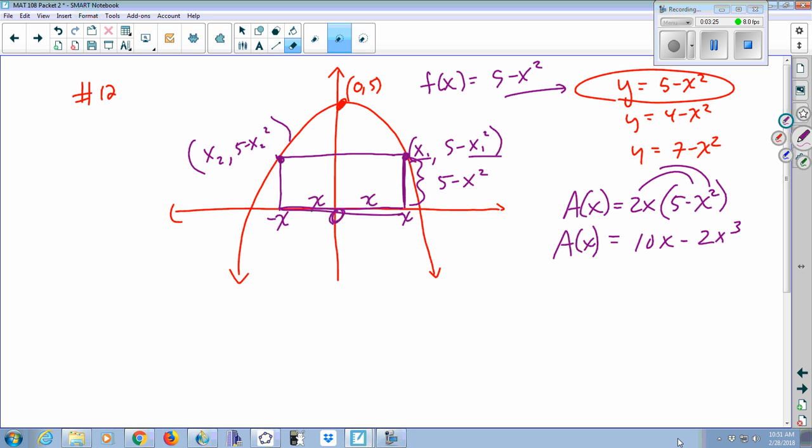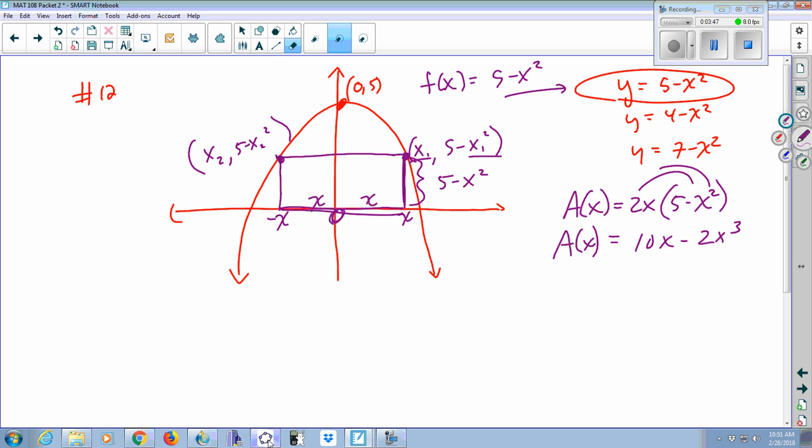Next semester, when you're in calculus, you'll take the derivative of this, set it equal to 0, and it's easy peasy. It really is very easy with calculus. So the only thing you can do now is remember, you can use your technology to find answers.